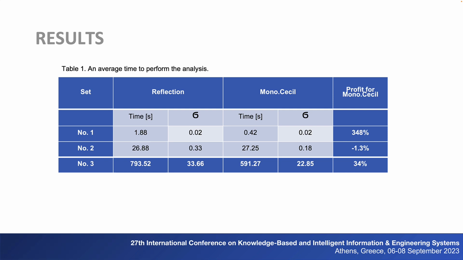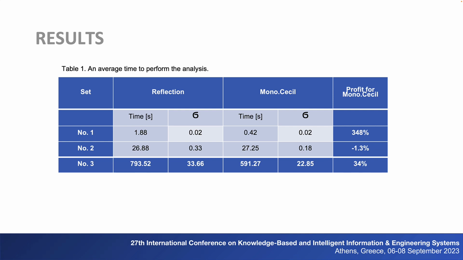For set number 1 and number 3, the time gain in favor of MonoCecil is noticeable. The results for set number 2 are comparable with each other. However, it is puzzling that the difference is so small. In order to get an answer to this, it is necessary to analyze table number 2 as well. The low value of the standard deviation indicates the absence of random events that could adversely affect the whole process.